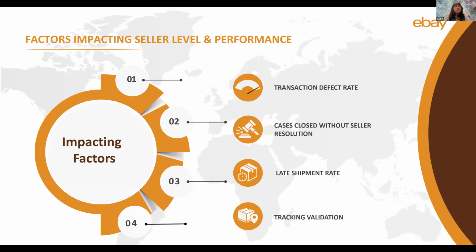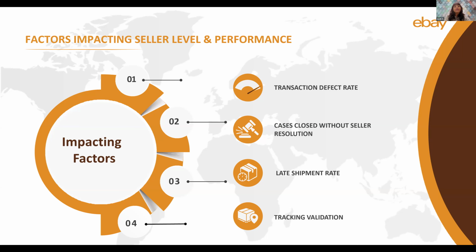Late shipment rate, also known as on-time shipping performance. Your late shipment rate is the number of transactions that count as late shipments divided by the number of transactions for which we have shipping information. We track how often your item was shipped within the stated handling time or delivered to the buyer within the estimated delivery date. If there is tracking available, we will use that first. Remember, only transactions where shipping information is available are considered in your late shipment rate.